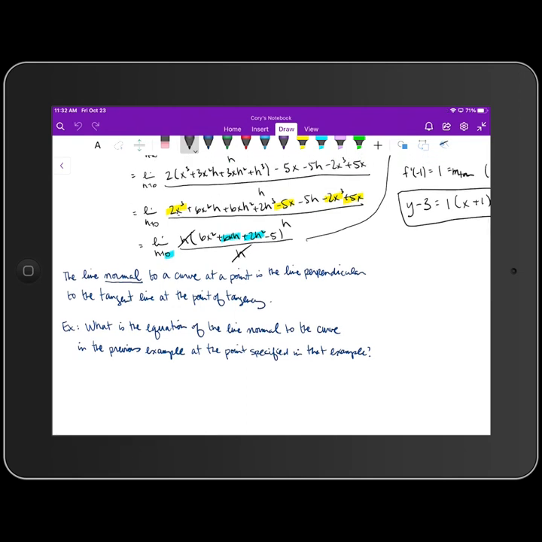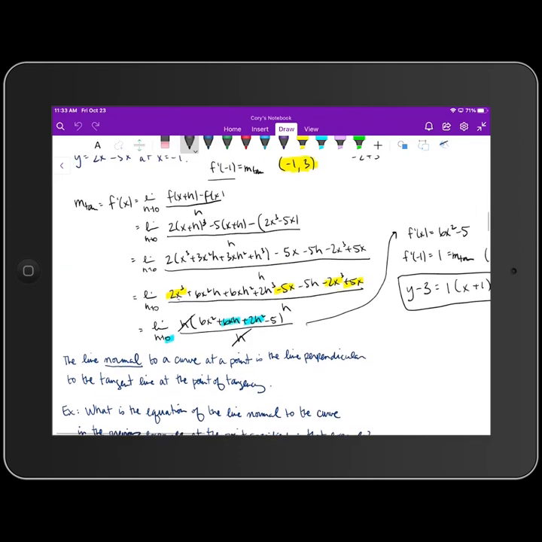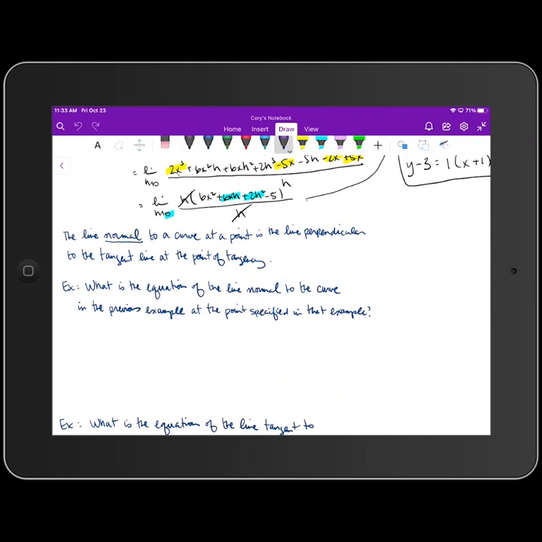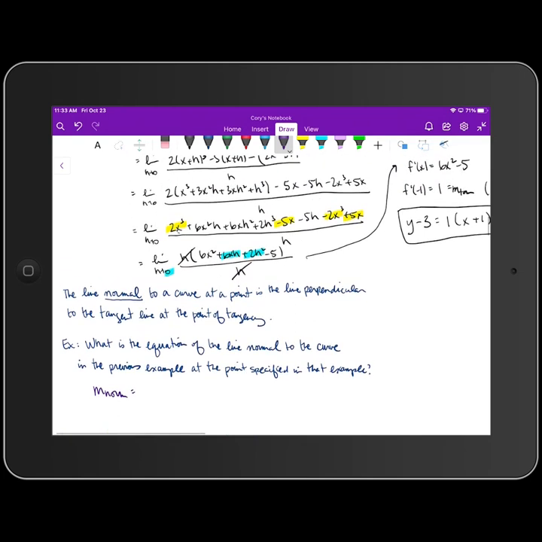So the line normal to a curve at a point is the line perpendicular to the tangent line at the point of tangency. Okay, so if we ask the question, what is the equation of the line normal to the curve in the previous example, at the point specified in that example, the slope of the normal line is going to be perpendicular to the tangent line.